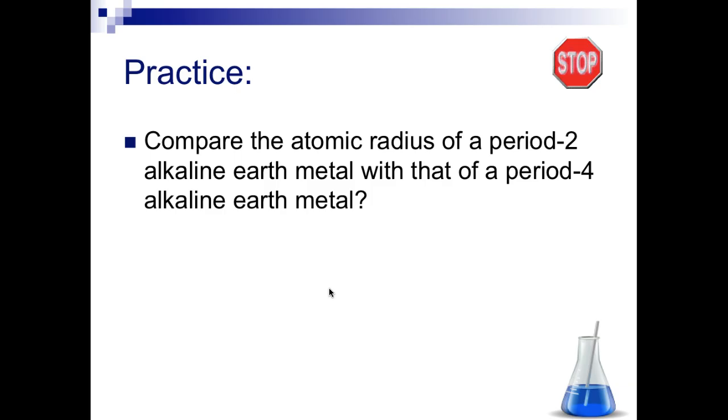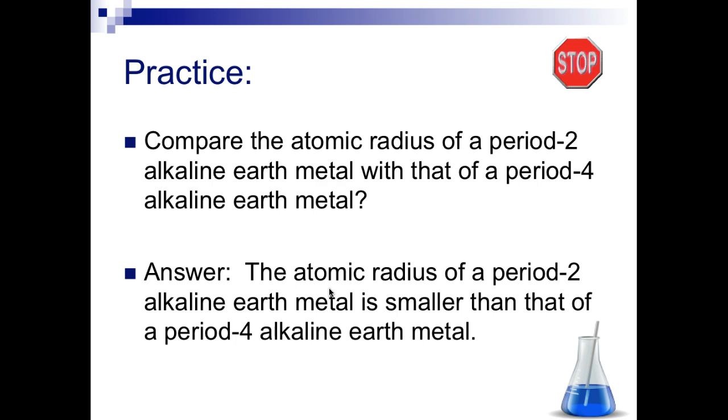All right, great. So what did you come up with? You should have come up with that the atomic radius of a period 2 alkaline earth metal is going to be smaller than that of a period 4 alkaline earth metal. Remember, if it's in period 2, it's going to have 2 energy shells around it, and if it's in period 4, it's going to have 4 energy shells around it. So obviously the period 4 alkaline earth metal is larger than that of a period 2 alkaline earth metal.